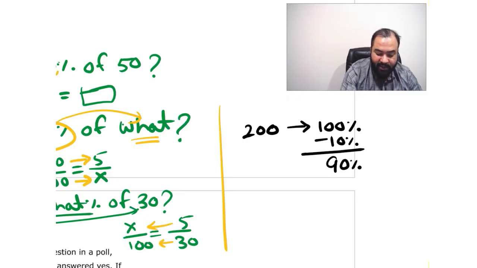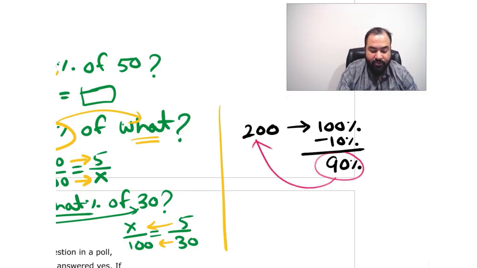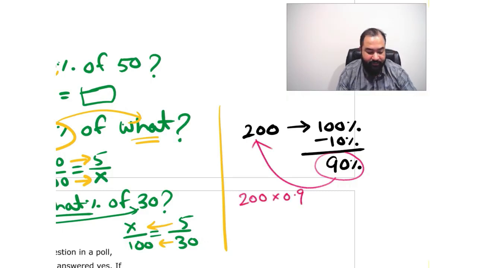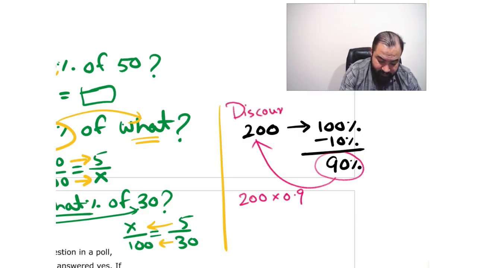So after the discount, if you want to find how much you paid, you can just find 90% of 200. How do you do that? 200 times 0.9, or there are other ways, of course. That's like discount. If you're getting discount, you can just subtract the percentage, right?